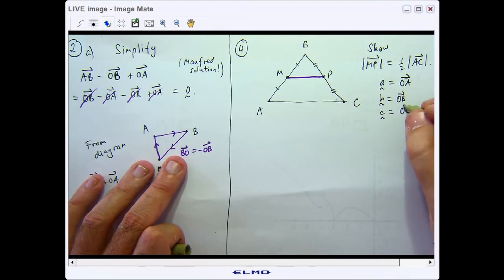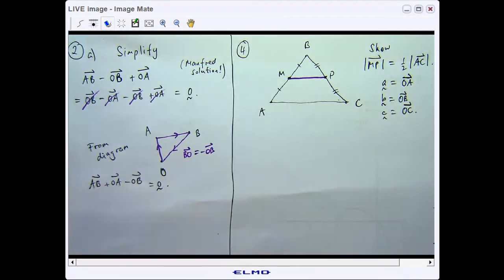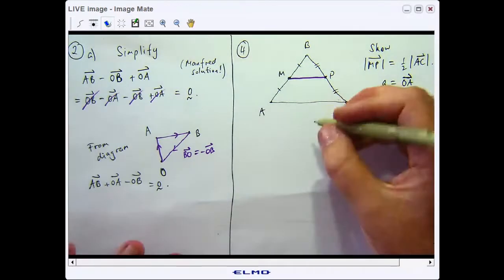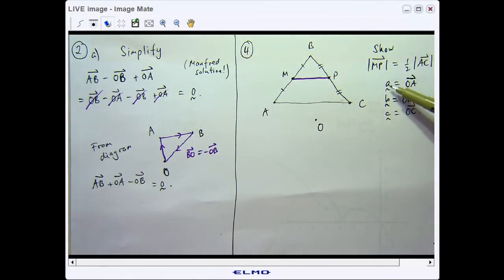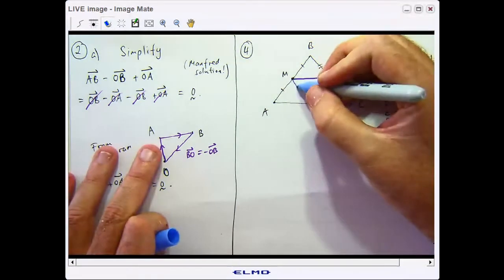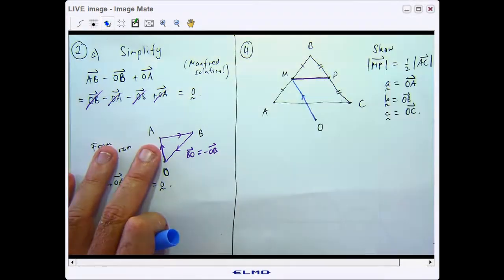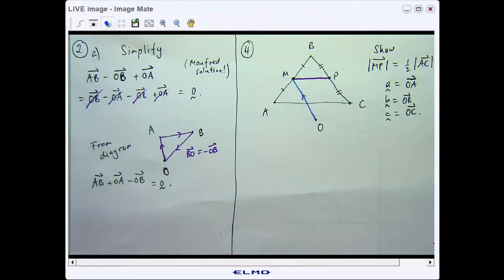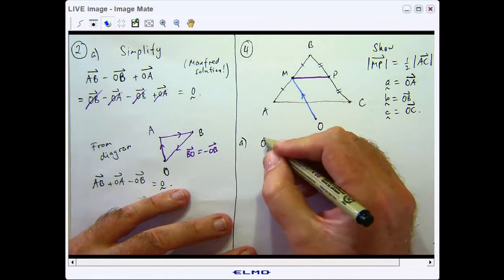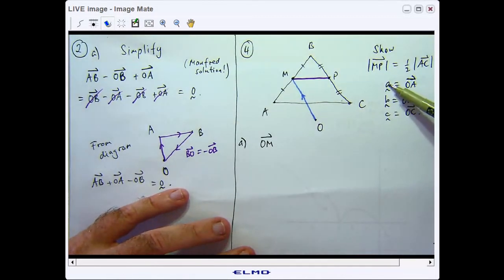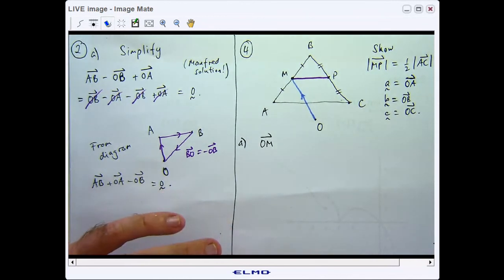Okay, so this is the question and the notation that they introduce. The first question is, if this is, say, the origin, get the position vector of M in terms of these vectors a, b, and c. The easiest way to do that, in my opinion, is to draw a diagram. For part A, we want OM in terms of these position vectors a, b, and c.